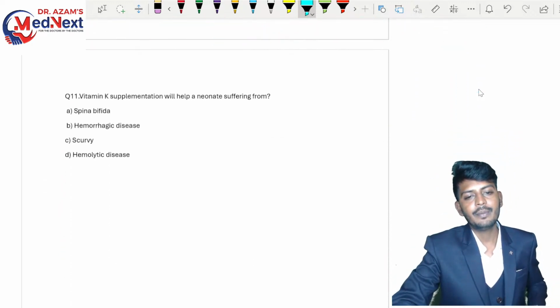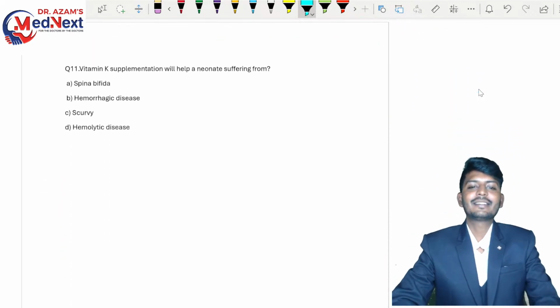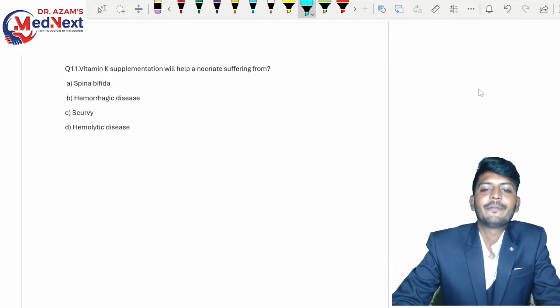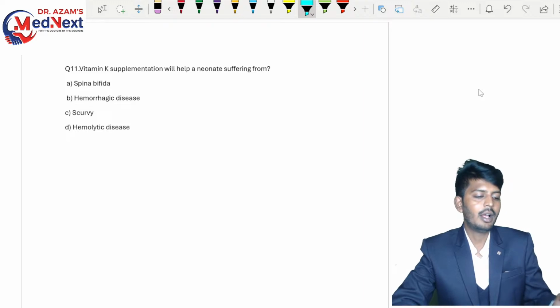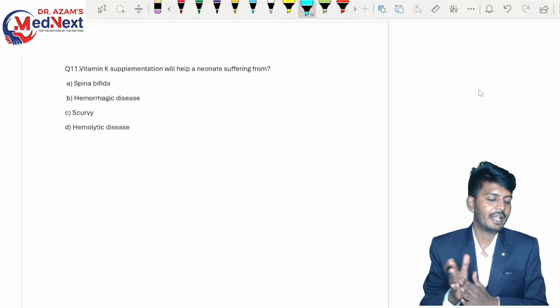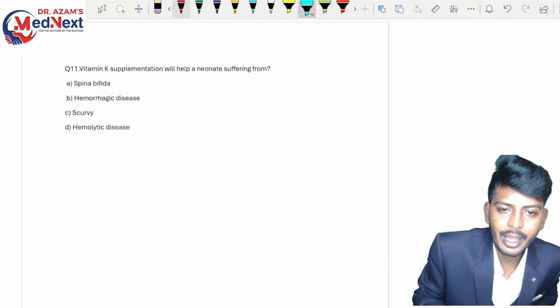Let's go to the next question. Vitamin K supplementation will help the neonate from suffering from which one? Okay, so neonate को from which one it will protect? So very simple, vitamin K supplementation will prevent from what? Okay, एक बार देखते हैं.